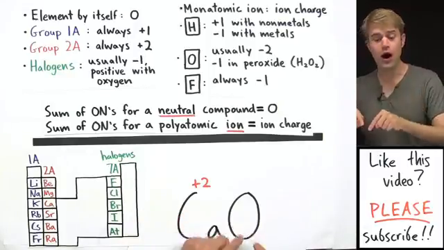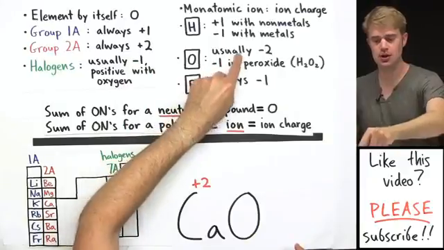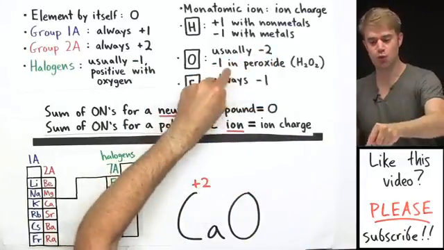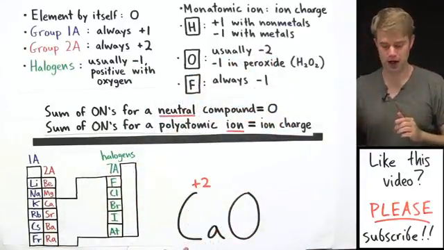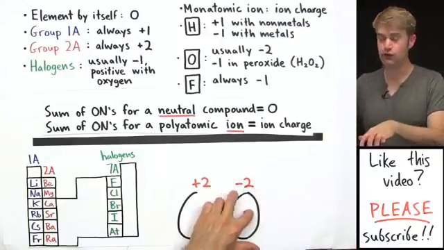Now we have O, oxygen. There's a rule for oxygen. It usually has an oxidation number of -2. It's -1 in peroxide. Definitely not in peroxide here. So its oxidation number is -2 for oxygen.